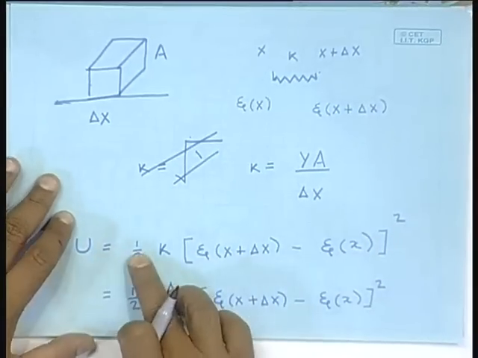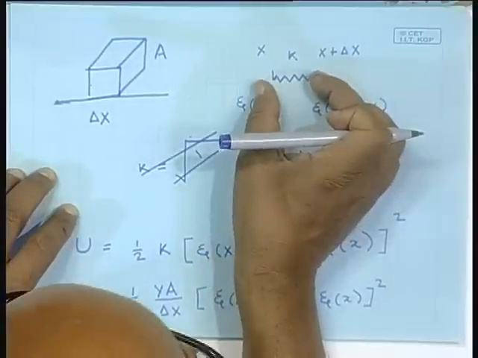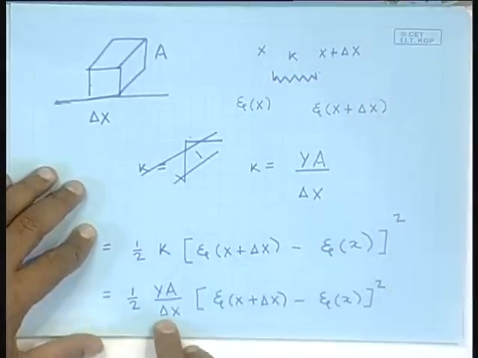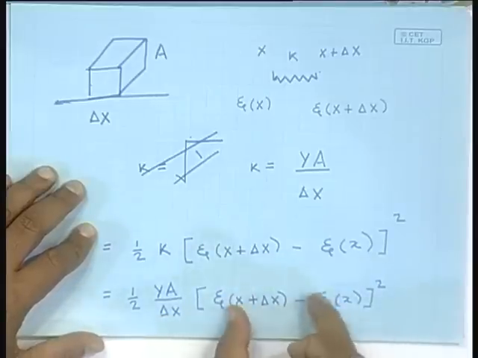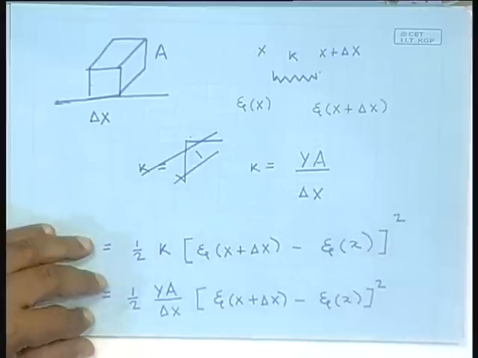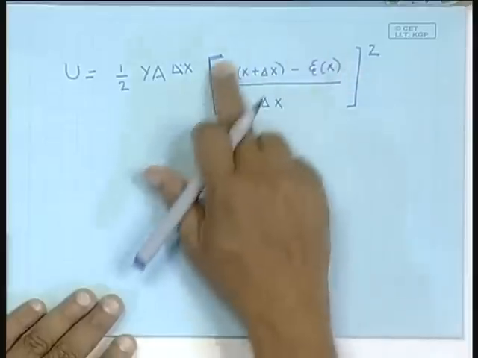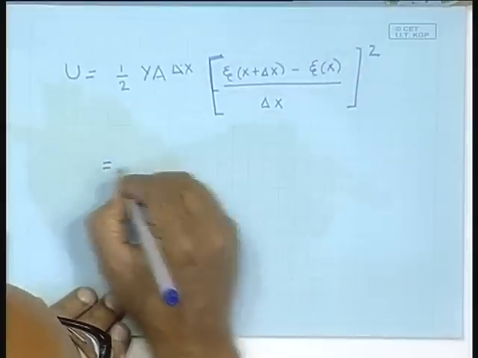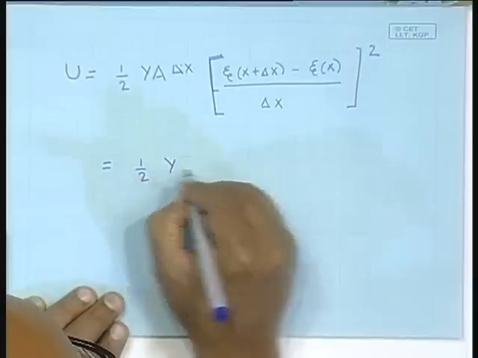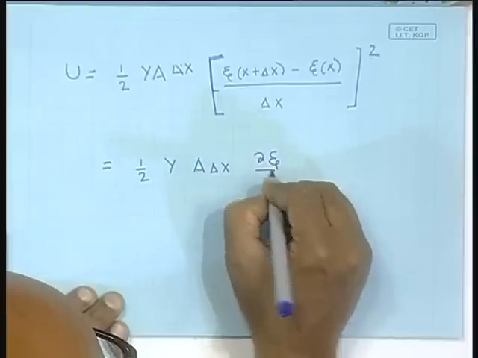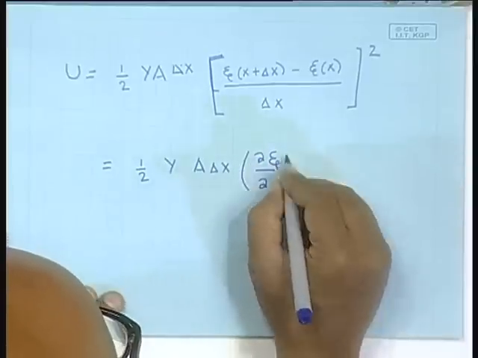The potential energy is half times the spring constant into the difference of the displacement of the two ends of the spring, which is given over here. We write this in the form of this difference divided by delta x, whole square, and then you have to put in an extra delta x over here, and this is the derivative of xi with respect to x. So the potential energy is half into Y A delta x into (del xi/del x) squared.